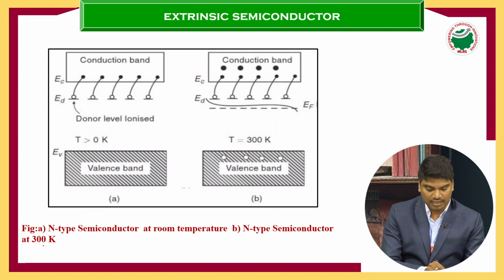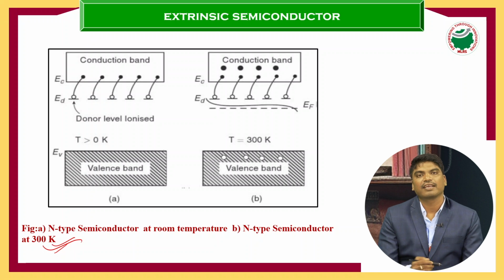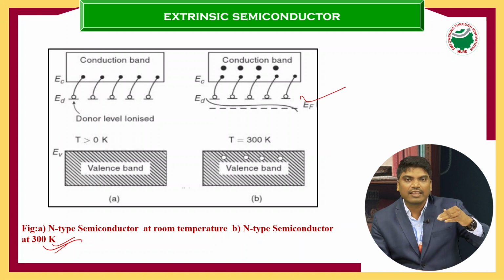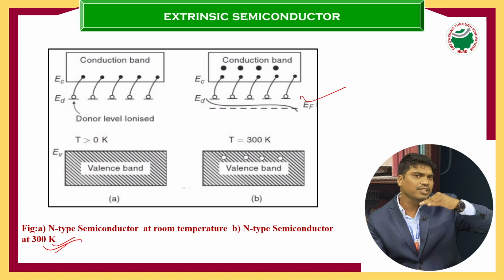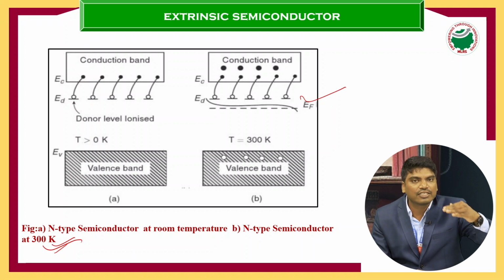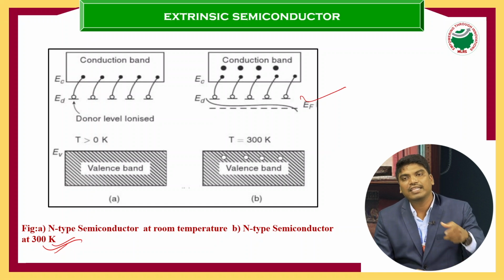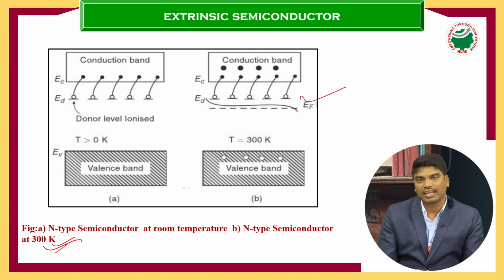See here, at room temperature or 300 kelvins, the electrons simply jump from the donor energy level to the conduction band. By giving a little energy, the electrons in the donor energy level simply jump to the conduction band and lead to the flow of current in the material. So not much energy is required to get the flow of current in n-type materials.